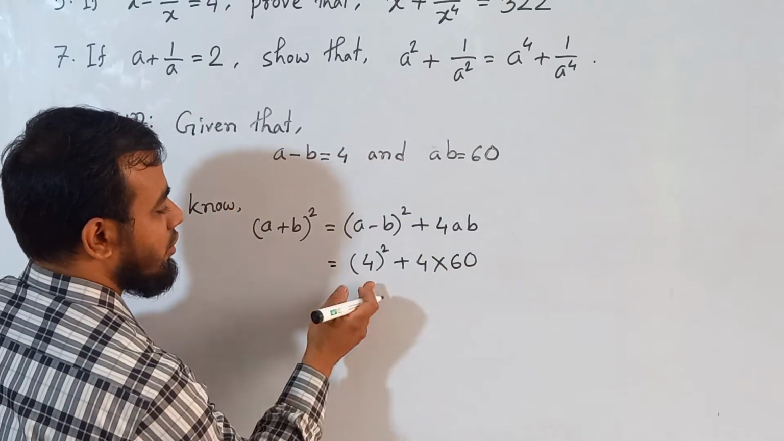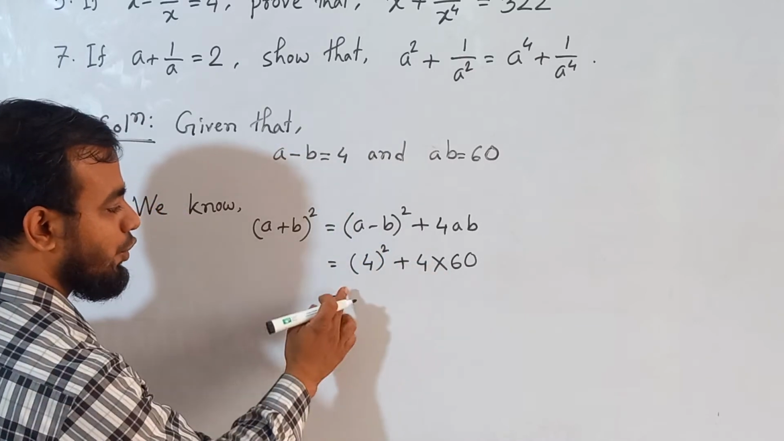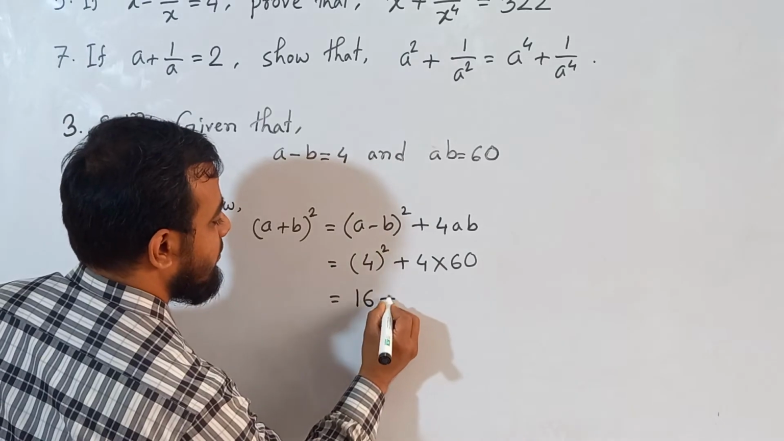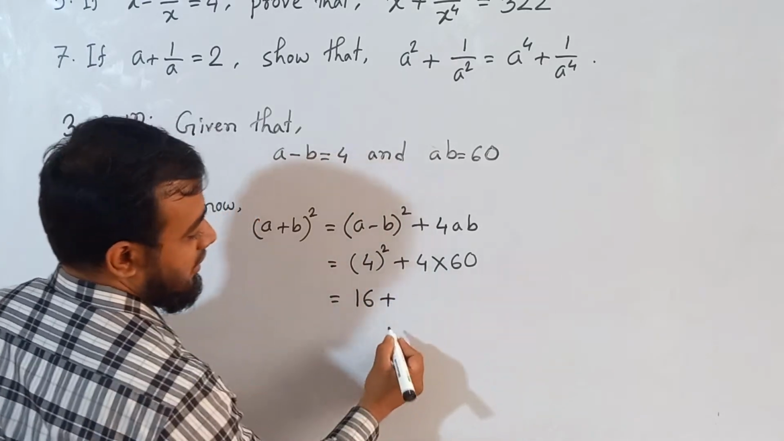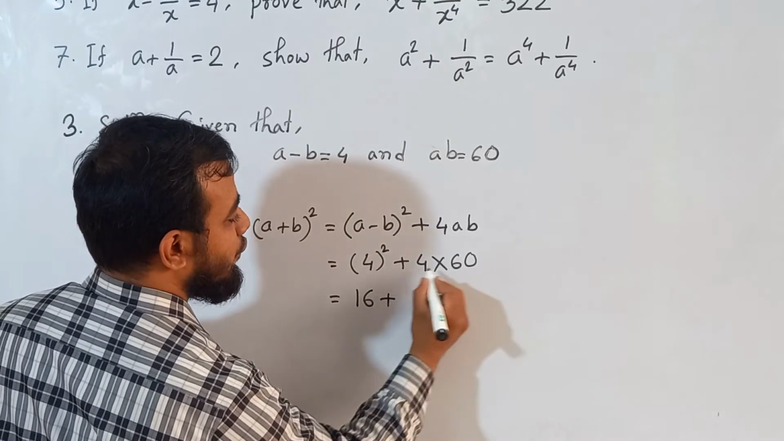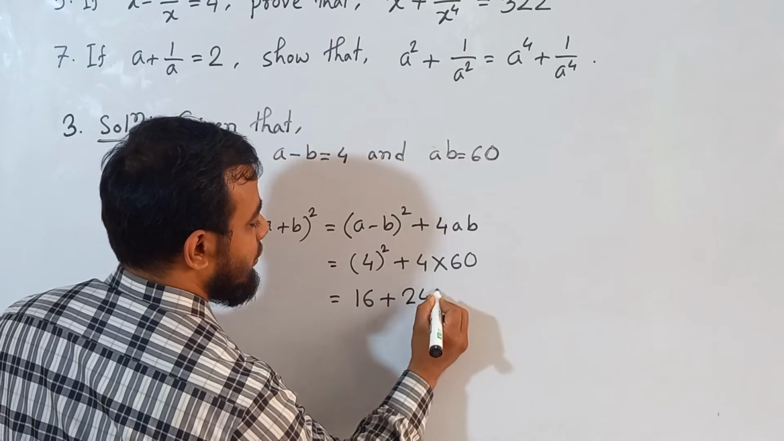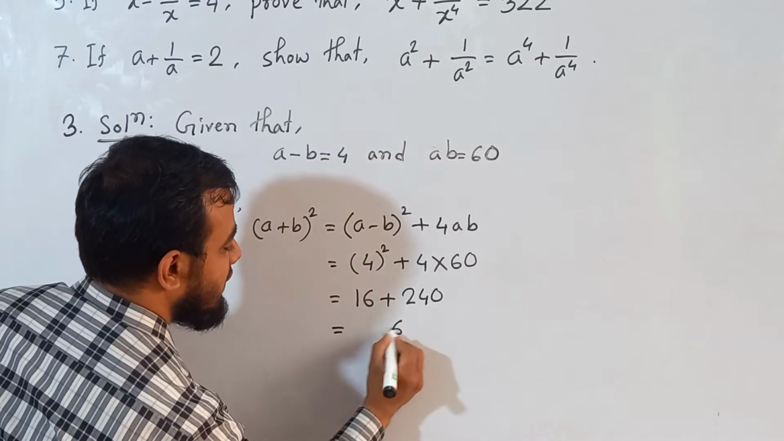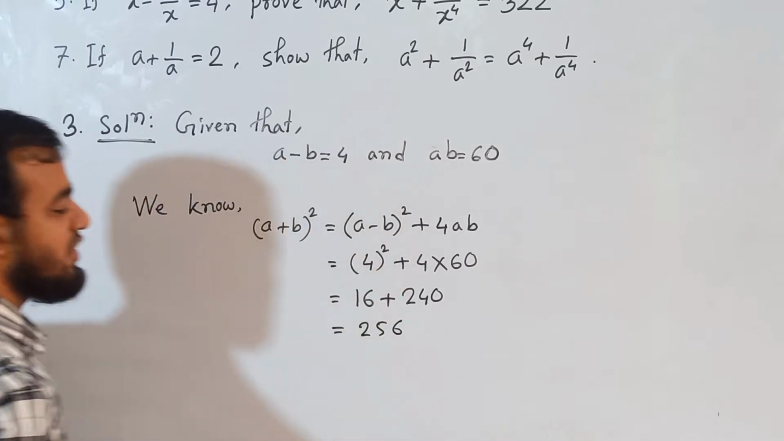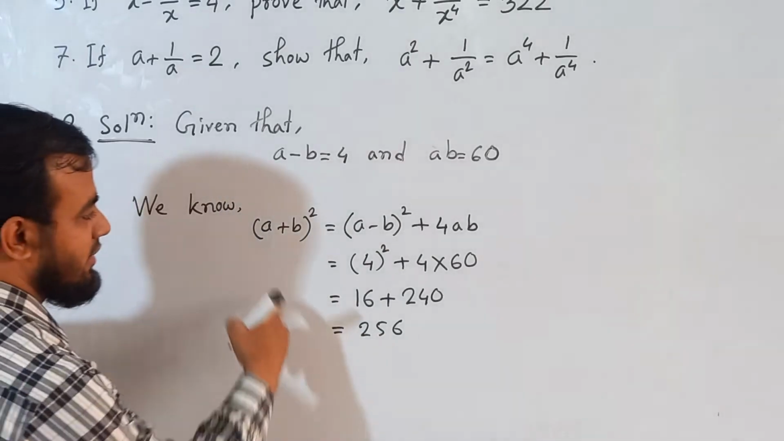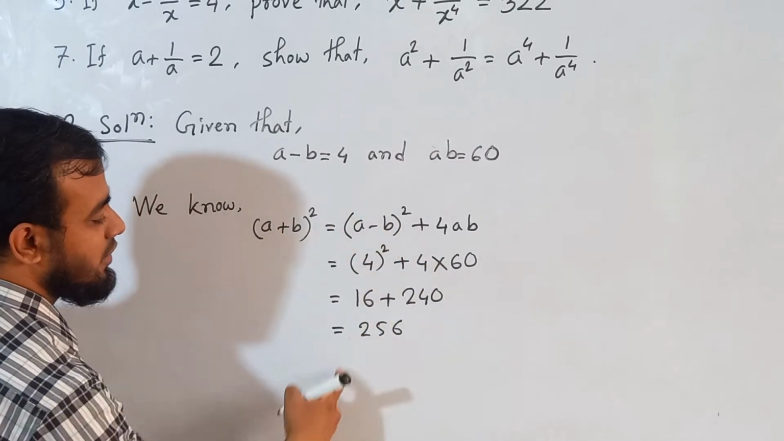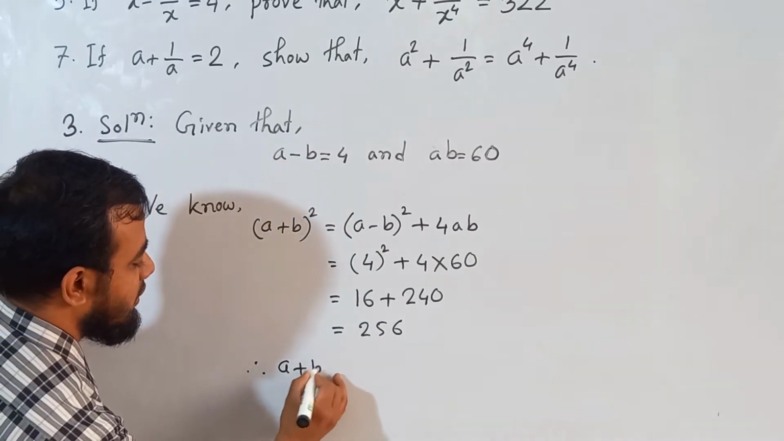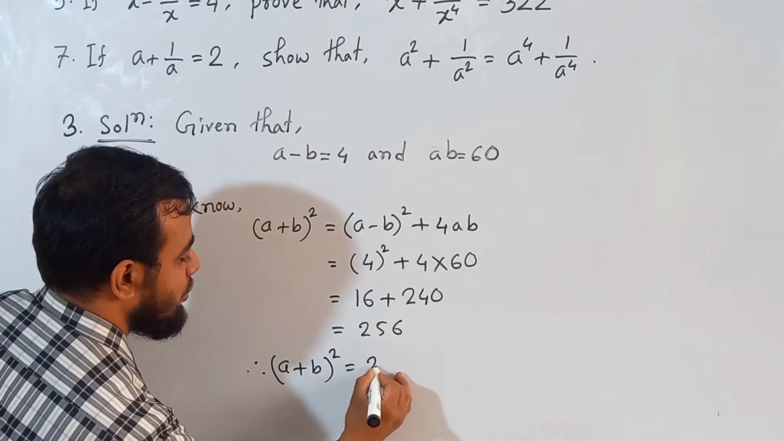Now it's a very simple calculation. 4 squared means 4 multiplied 2 times. 4 times 4 is 16, plus 4 multiplied by 60. You can use a calculator. 6 fours are 24 and a 0, so 240 will be the result. Now the addition: 6, 5, 2, so 256 is the sum. This means that the value of (a plus b) whole squared is equal to 256.